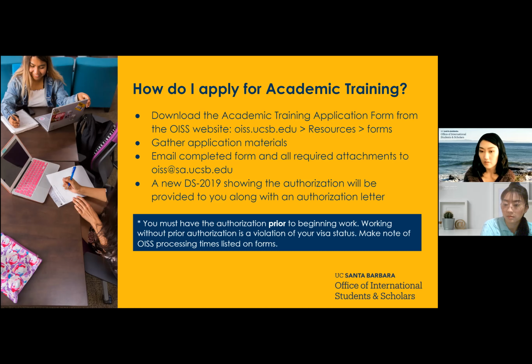And once it is approved, a new DS 2019 showing the authorization will be provided to you along with an employment authorization letter. And lastly, the part at the bottom in the box says you must have the authorization prior to beginning work. This is similar to something else we already went over, but working without prior authorization is a violation of your visa status. And again, make note of OISS processing times listed on all of our forms.